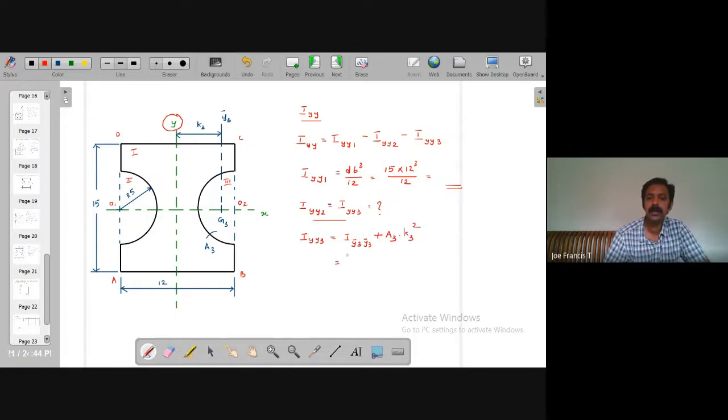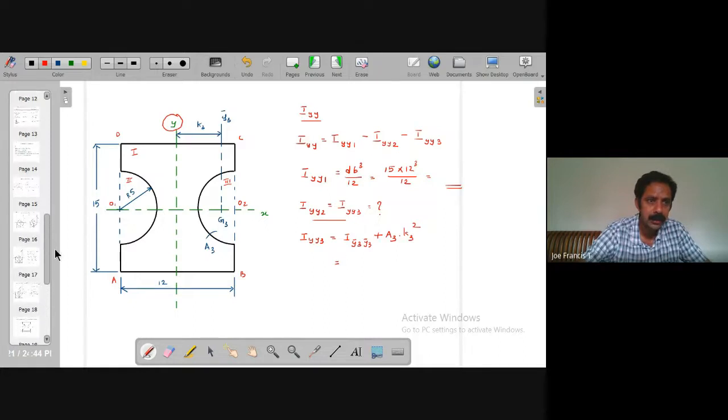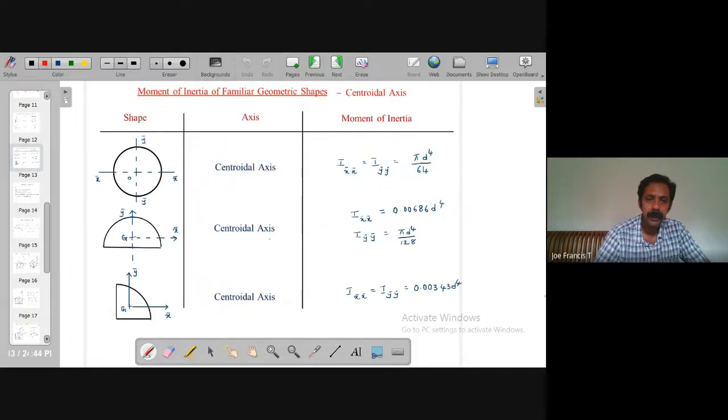So you need to know the moment of inertia of a semicircle with respect to its centroidal axis. So I'll just go to the tabular column again. I just select this tabular column. Refer to the tabular column. You know, the moment of inertia with respect to its centroidal axis is 0.00686 d raised to 4, right? So we should take that value here.